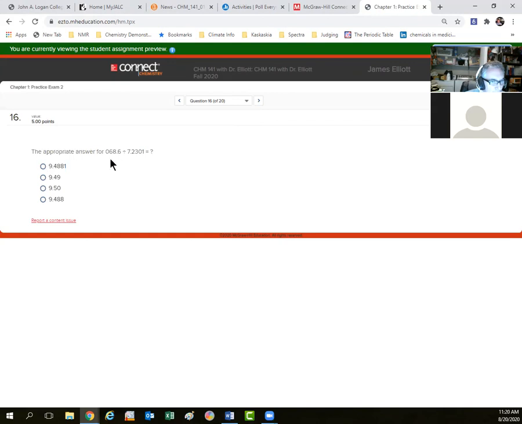Number 16, appropriate answer 4. So when we're doing a division, we're looking initially for the least number of significant figures. We don't count the 0 at the beginning, so that has 3 significant figures. And then the number here has 5. We do include the 0 because there's non-zeros on either side. So that has 5 significant figures. So the final answer should be 3 significant figures. Your confidence in the final answer is only as good as the minimum level of precision.